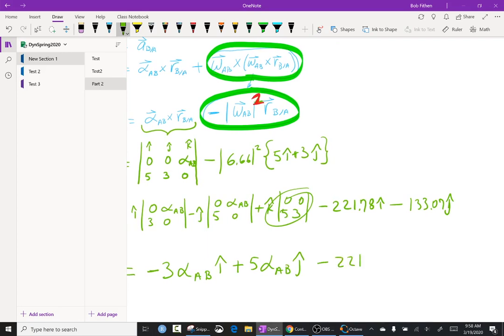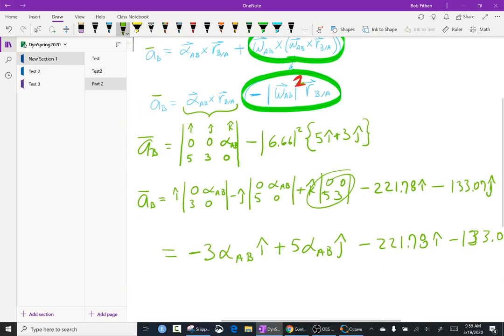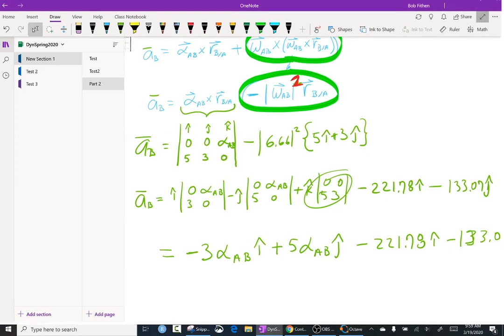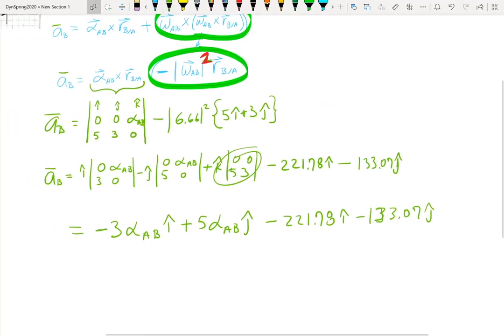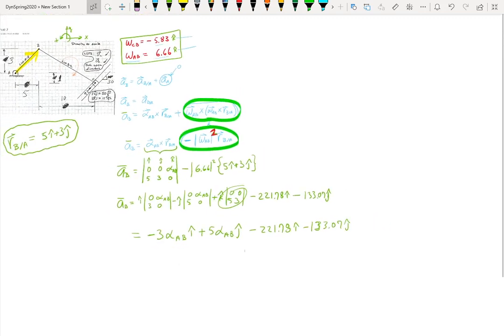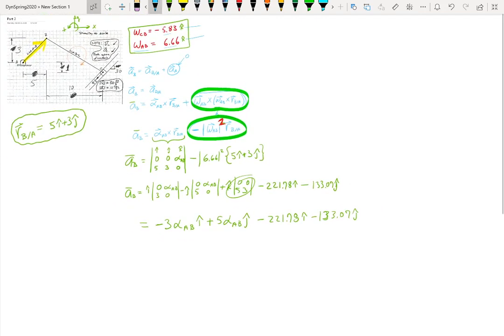Minus 221.78 I minus 133.07 J. Now I'm going to see if I can find a way to check this out. Here's the way I'll do this. Okay, so I'm going to draw a link.